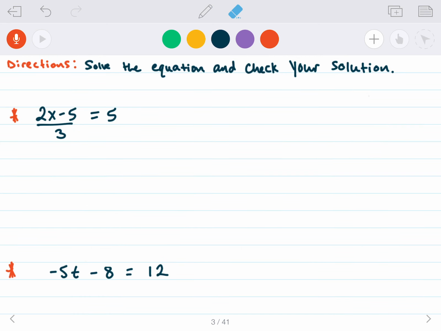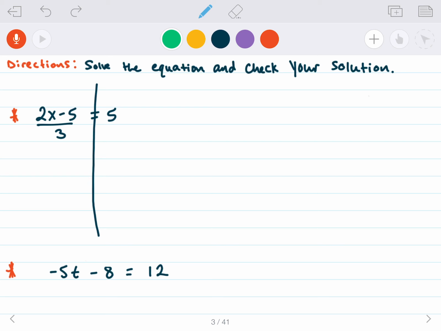Okay, so we want to solve the equation and check our solution. Okay, so I'm going to start by drawing a line through the equal sign with this first one. And what I want to do, I see 3 operations on the left side happening to x. I see multiplication by 2. I see subtraction by 5. And I see division by 3. So I want to get rid of division by 3 first, since it's the furthest away from x.